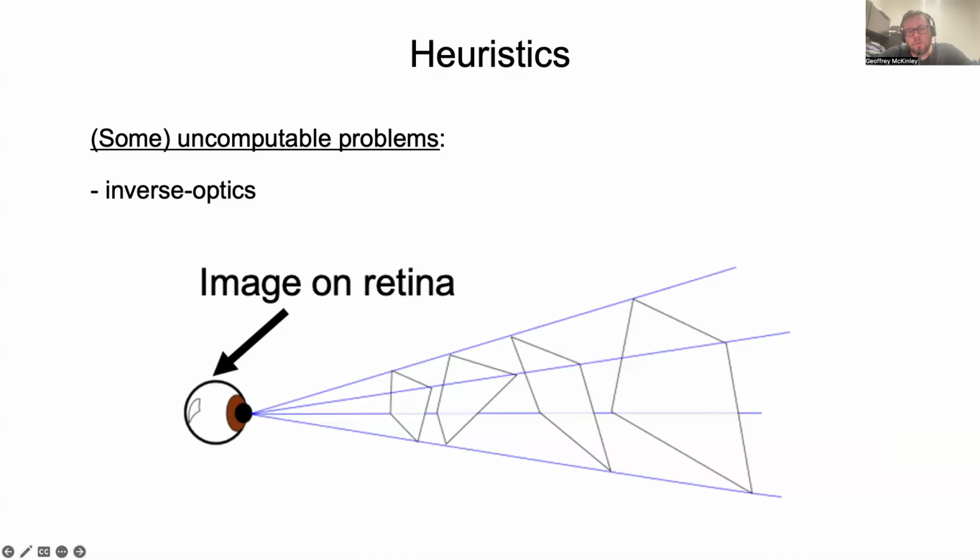So in mathematical terms, inverse optics is an underdetermined problem. The number of unknown variables, such as 3D properties of objects, their position, size, etc., far exceeds the number of known variables that we get from the two-dimensional projection. So this makes it impossible to solve directly without additional constraints or assumptions.